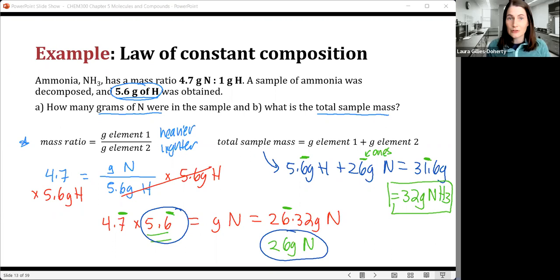So if you decomposed 32 grams of ammonia, if you broke it back up into nitrogen and hydrogen chemically, you'd end up with 26 grams of nitrogen and 5.6 grams of hydrogen. And that's what the law of constant composition says, because the ratio of the atoms is always going to be the same in ammonia. That means the ratio of the masses of those atoms is also always going to be the same.